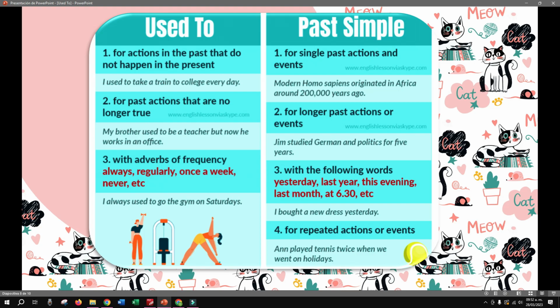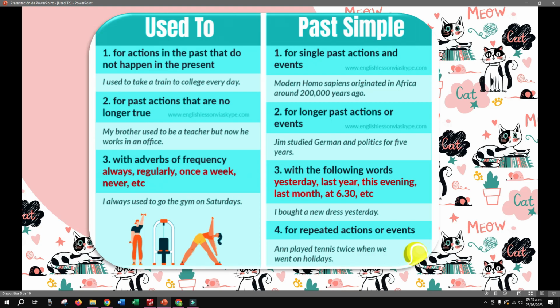Also, with adverbs of frequency, always, regularly, once a week, never, etc. We can use also "used to." I always used to go to the gym on Saturdays. And we're going to use that frequency adverb before "used to." So subject, the frequency adverb, then we're going to have "used to," the main verb in the base form, then the complement. I always used to go to the gym on Saturdays.